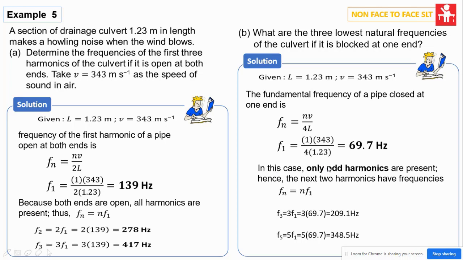So in this case, only odd harmonics are present. Hence, the next two harmonics have the frequencies of F3 and F5. So we don't get the F2 and F4 because they don't exist. So we have F3 equal to 209.1 Hz and F5 is 348.5 Hz.